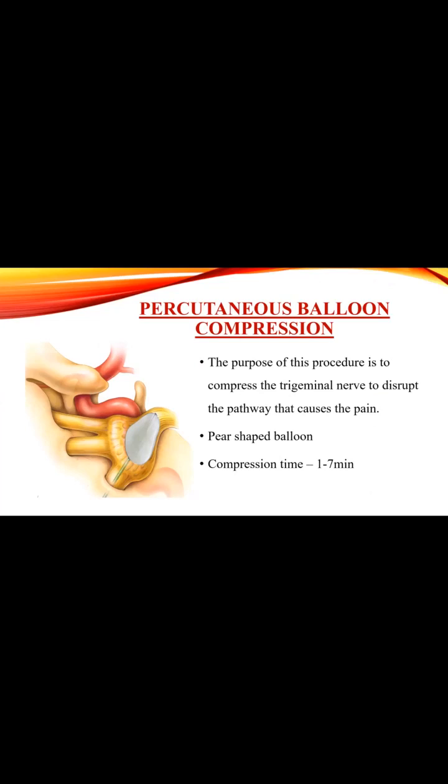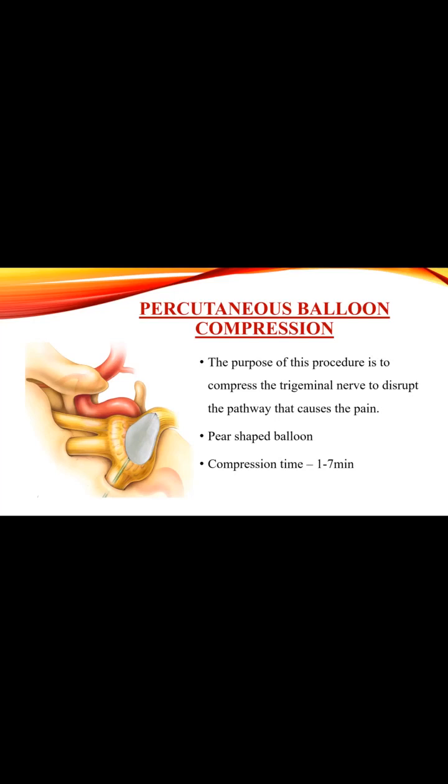The next one is percutaneous balloon compression. The main purpose of this procedure is to compress the trigeminal nerve to disrupt the pathway that causes the pain. We have to compress the trigeminal nerve so as to disrupt the pathway that causes the pain. We usually use a pear-shaped balloon for this procedure, and the compression time is 1 to 7 minutes.